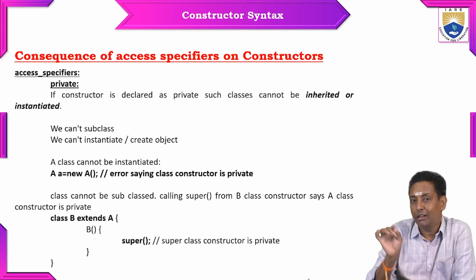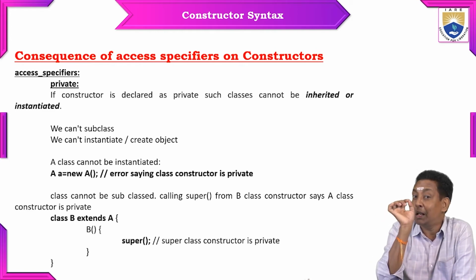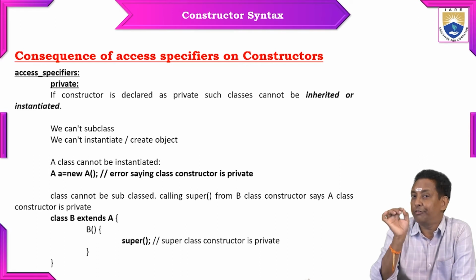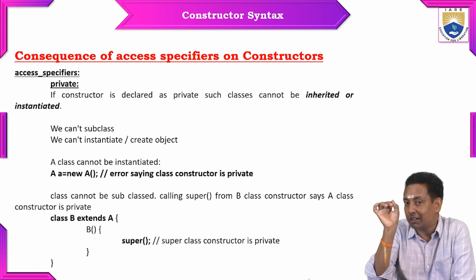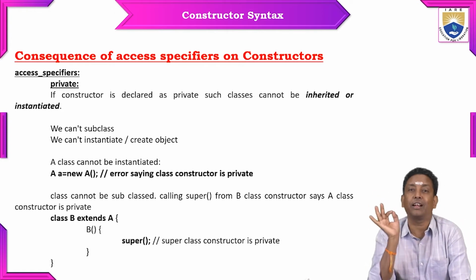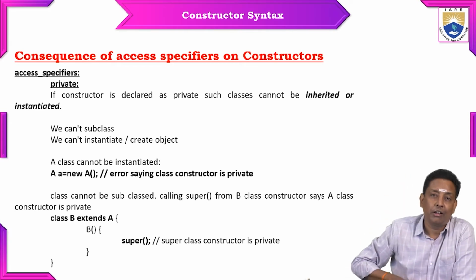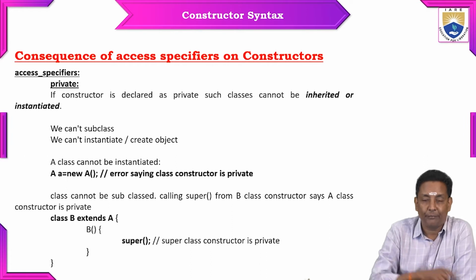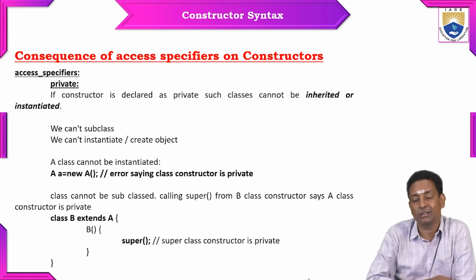But if a public class contains a private constructor, if we explicitly, intentionally write a private constructor in the class, finish. Once a private constructor is written in the class, see, in how many ways can we make use of the class? One is by inheriting and one is by instantiating.